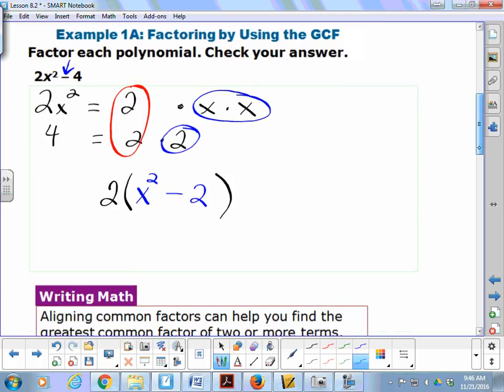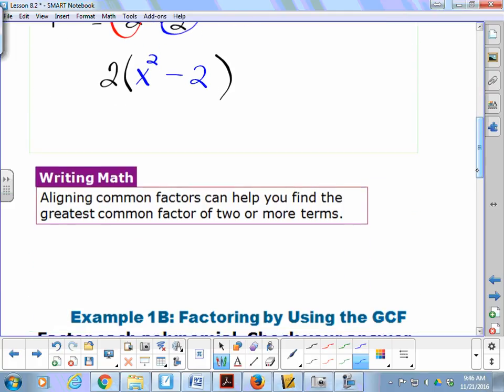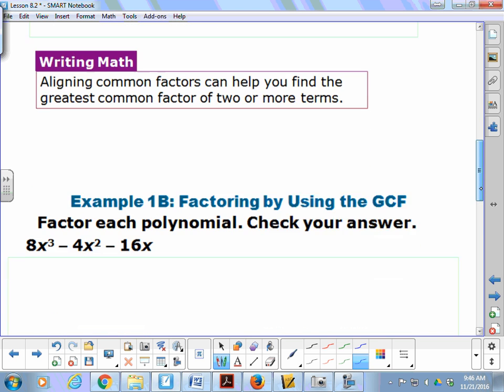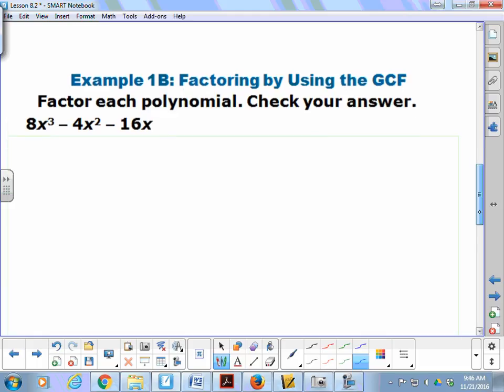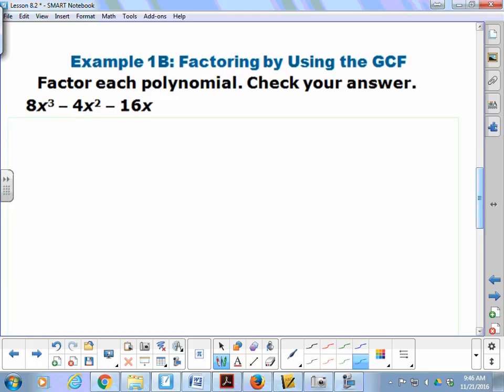Okay, let's look at another one. Writing math, aligning common factors can help you find the greatest common factor. All right. So here we have 3 terms. 8x cubed minus 4x squared minus 16x.